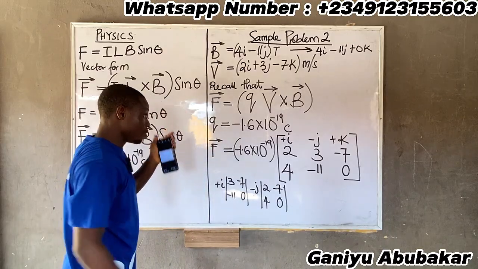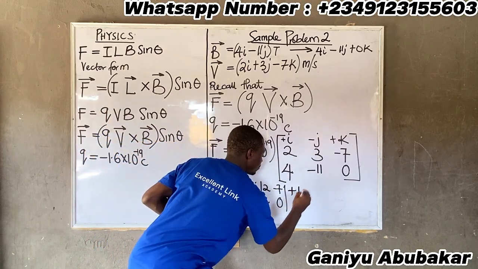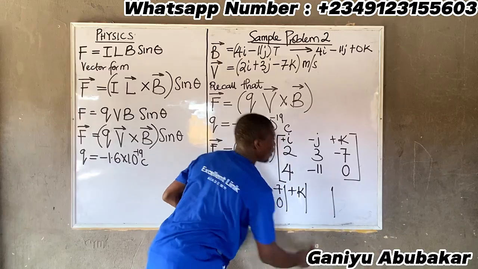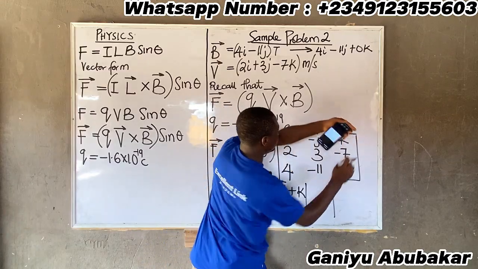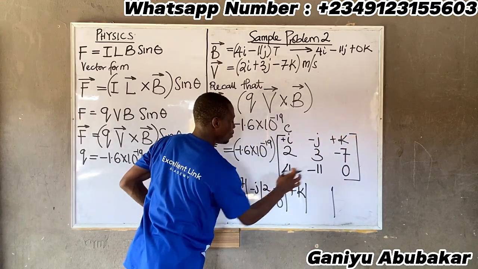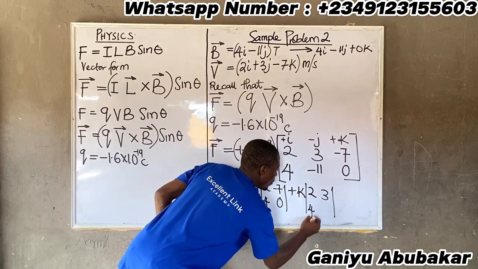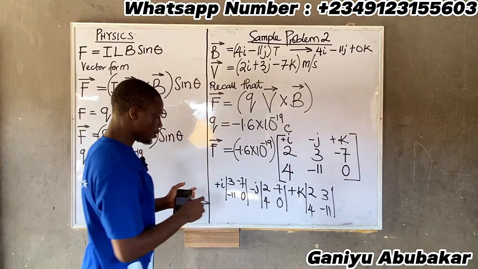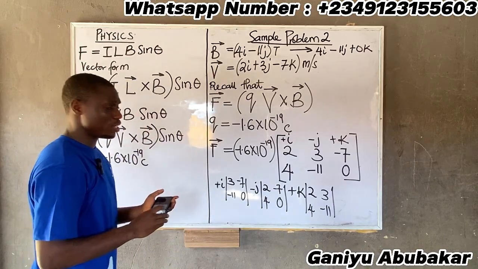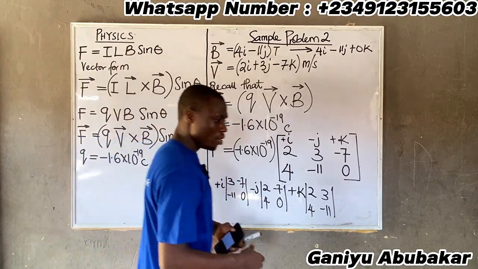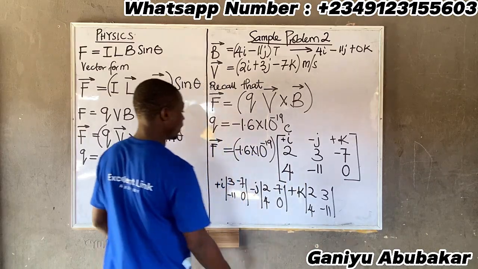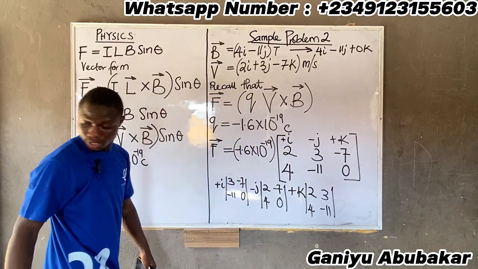Go to k, plus k. For plus k, I'll cover here and here, so I have 2, 3, 4, minus 11 left. That's 2, 3, 4, minus 11. All right. This is how you solve this particular portion here. I'll try to break this down as soon as I can. So let's move on with solving these things.